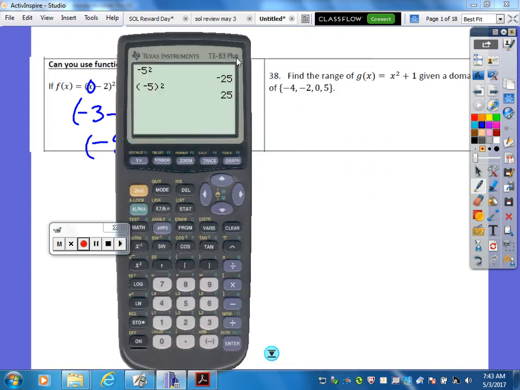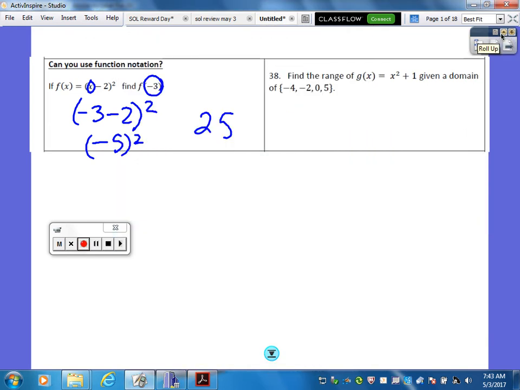Alright, one more problem in this. So it says find the range. That means find the y values. So that's our g of x when given our domain, our x values of -4, -2, 0, and 5. So I need you to do 4 values for me real quick.